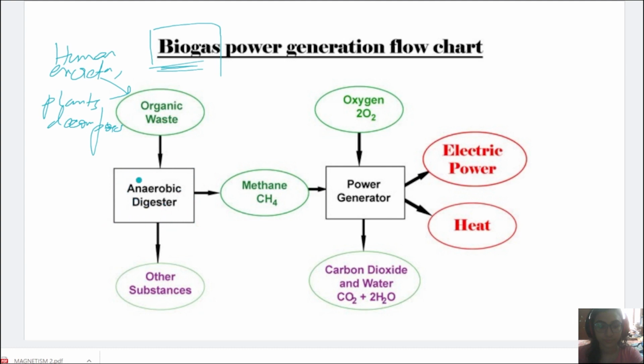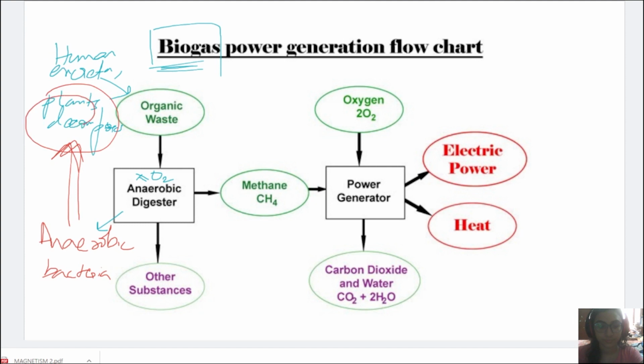Anaerobic means no oxygen. And when there is no oxygen, what bacteria will grow here? Here anaerobic bacteria will grow. So due to the presence of anaerobic bacteria, they will act on these dead plants, human excreta and all those, and they will release certain gases. Okay. Among these gases, 75% is methane, CH4. So here you can see that methane is being produced.